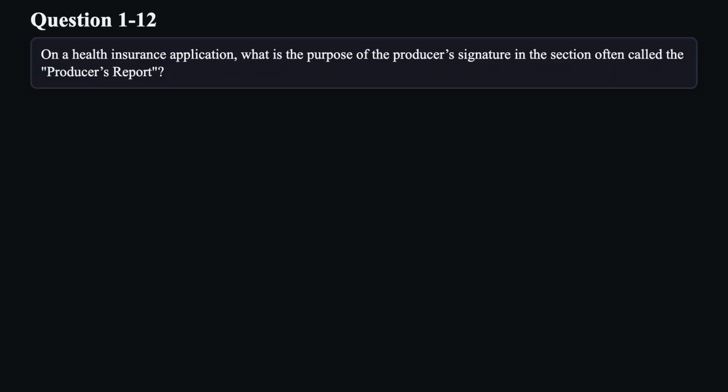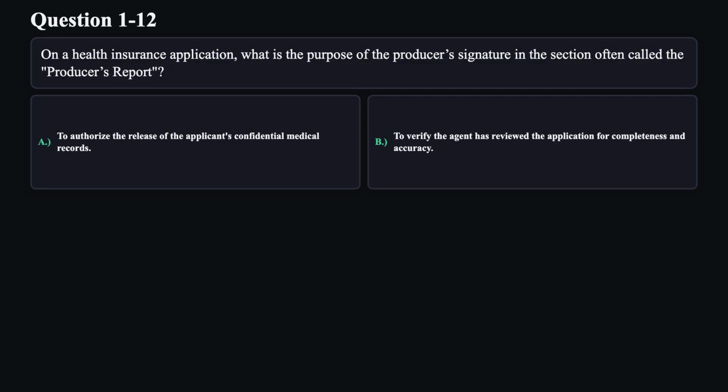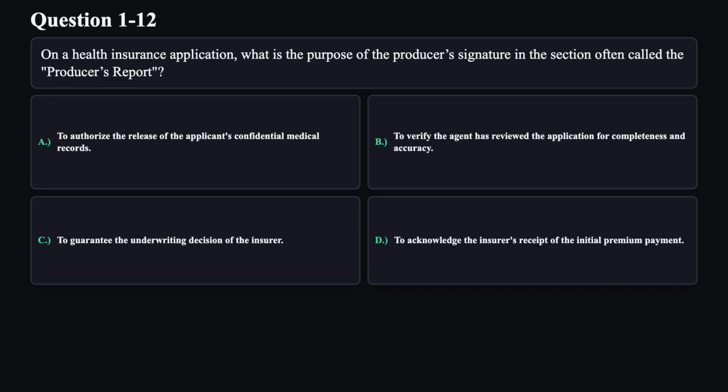Question 12. On a health insurance application, what is the purpose of the producer's signature in the section often called the producer's report? A. To authorize the release of the applicant's confidential medical records. B. To verify the agent has reviewed the application for completeness and accuracy. C. To guarantee the underwriting decision of the insurer. D. To acknowledge the insurer's receipt of the initial premium payment.